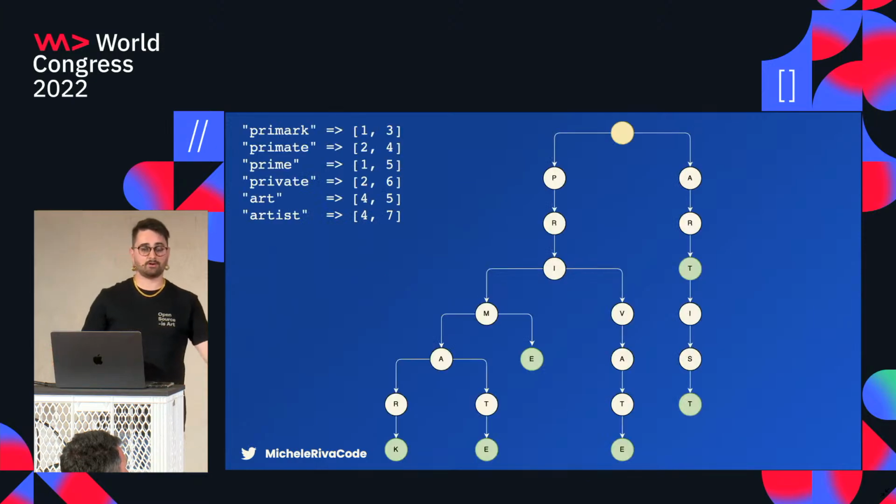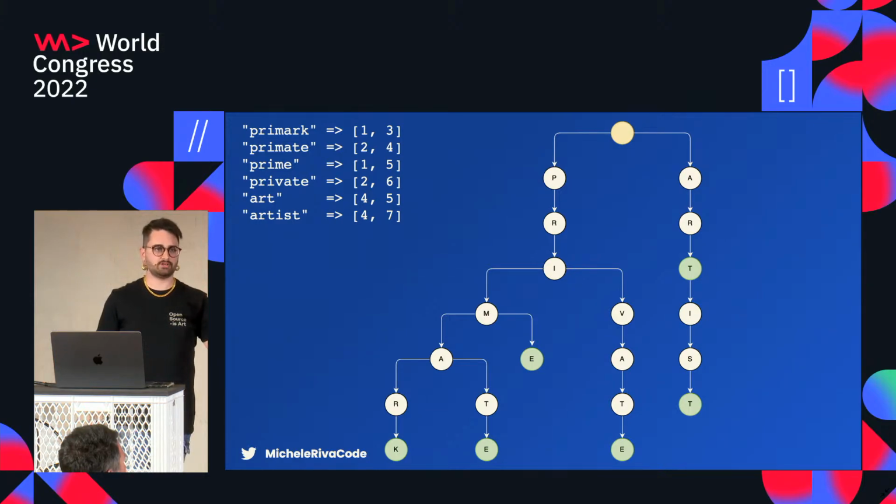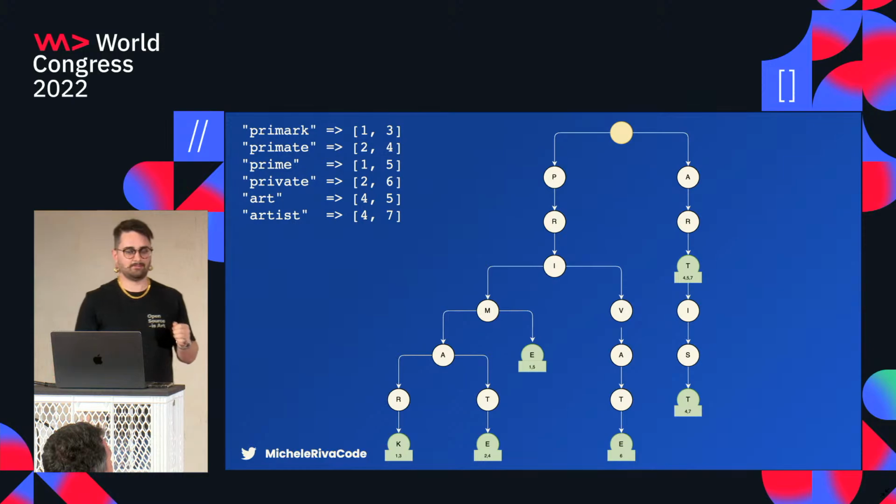If we have primark, for example, which appears in documents 1 and 3, or primate, which appears in documents 2 and 4, at the end of every individual word inside the node, which imagine a node like a JavaScript object, we can store a documents property containing a set of documents where the entire word is contained. So it's pretty easy, right?